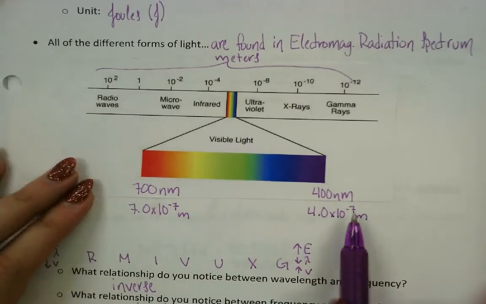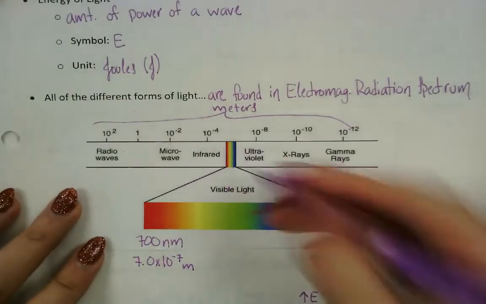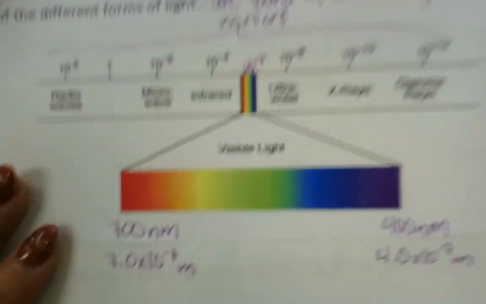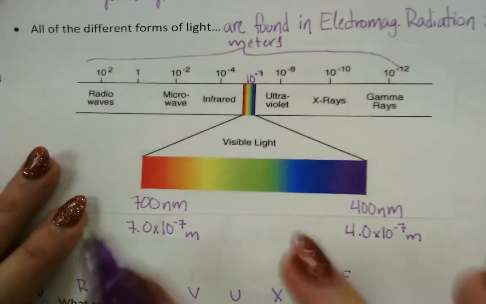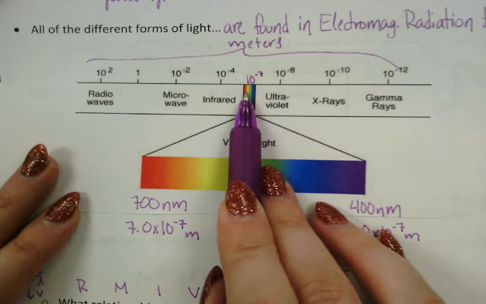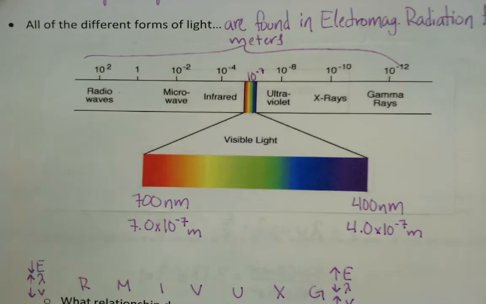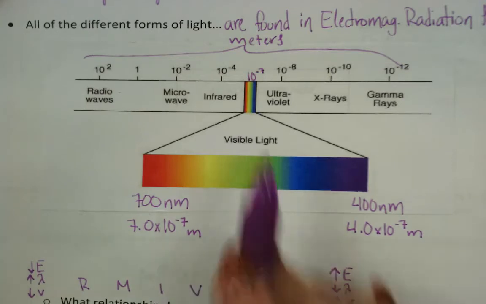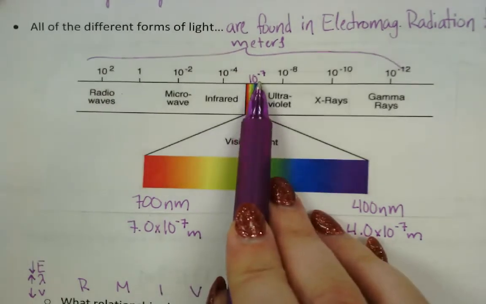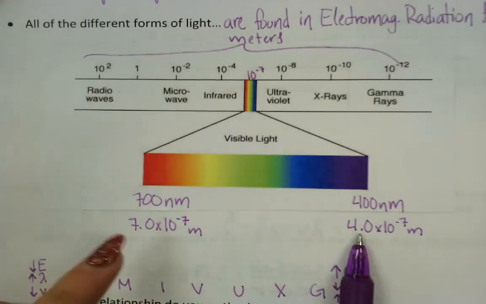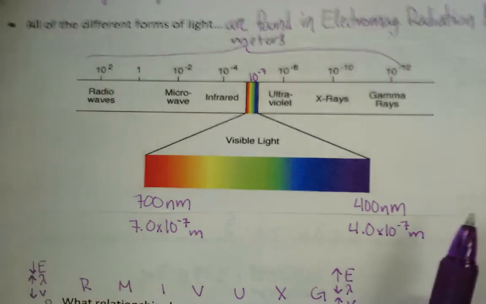They're the same thing, which means our visible light spectrum is going to be in the 10 to the negative 7 range. It's not all 10 to the negative 7, okay? But both of these are negative 7. So if you end up with your answer being 10 to the negative 7, check your first number. If it is between 4 and 7, then it is visible light. So let's go and look at our problem.